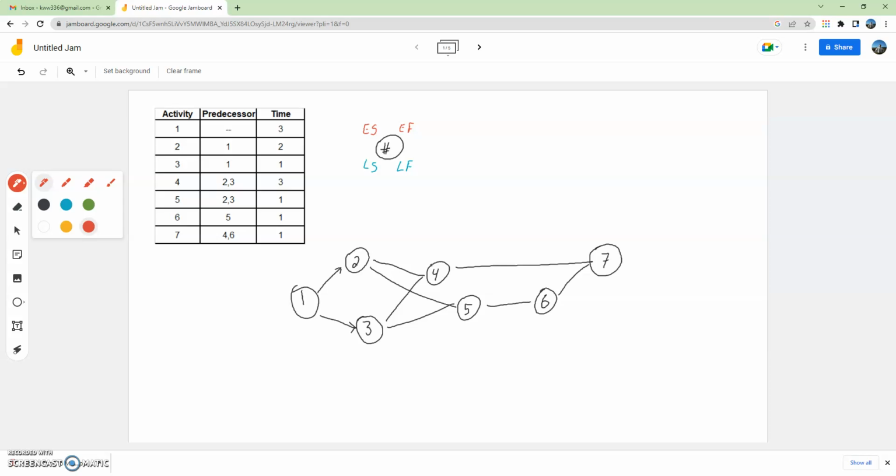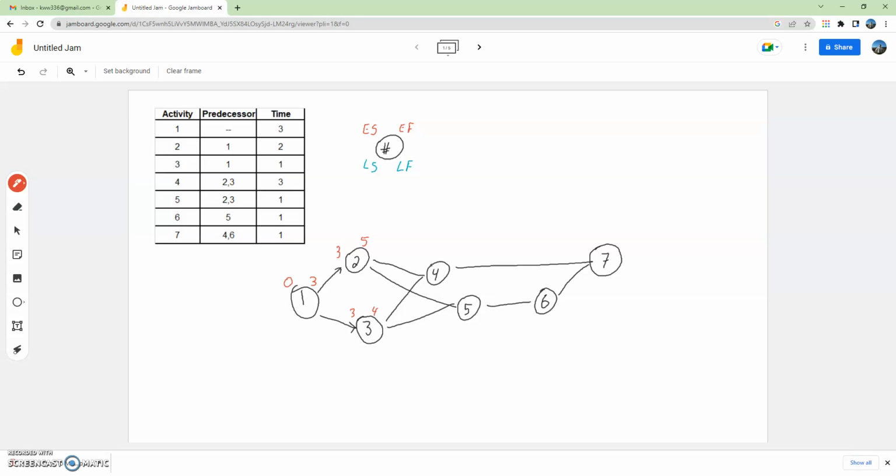So Activity 1 starts off with 0. The earliest it can finish is time 3. Activity 2 follows Activity 1, so Activity 2 has to start once Activity 1 is completed. So Activity 2 is going to start at time period 3. Let's assume these are months, and it's going to last for 2 months. Activity 3 will likewise start at month 3, and it only goes for 1 month.